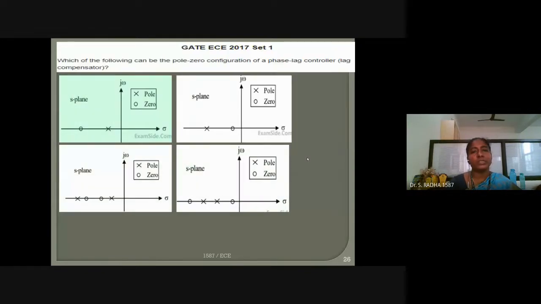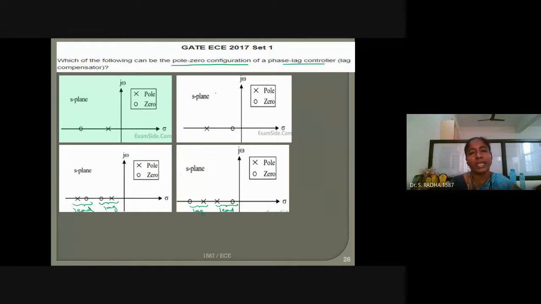Next, I am going to the pole zero diagram. You can see the pole zero diagram of the lag compensator they are asking. In lag, the pole will come close to the origin. This is lag, this is lead. So lead lag compensator, or lag lead compensator. This is lag, this is lead, and this is lag. Lead lag, lag lead compensator, the last two.